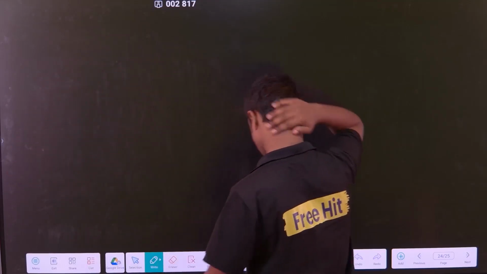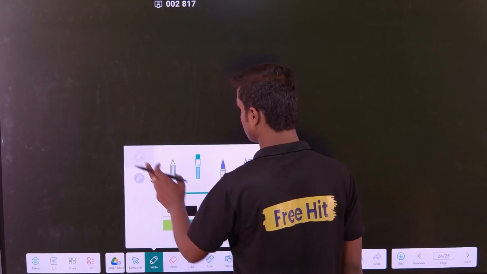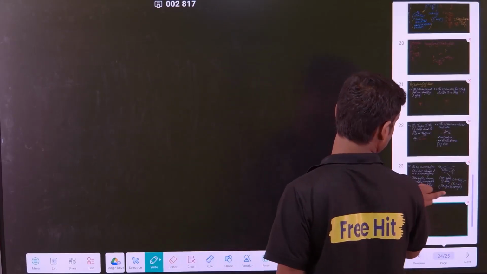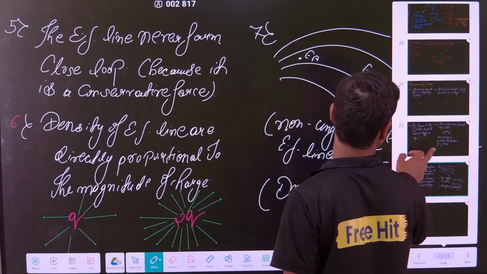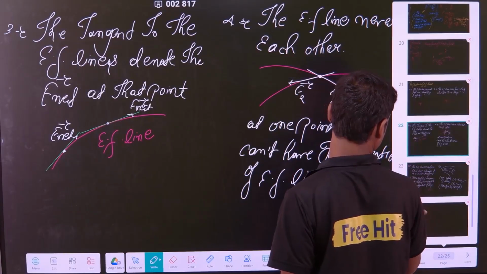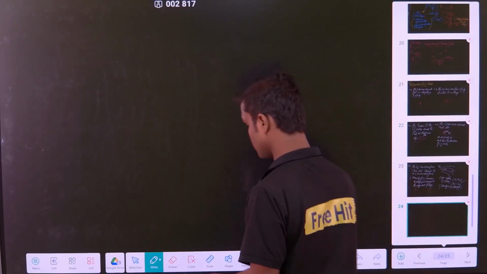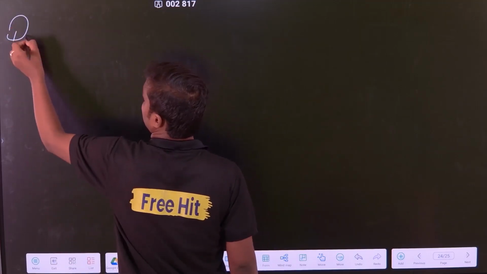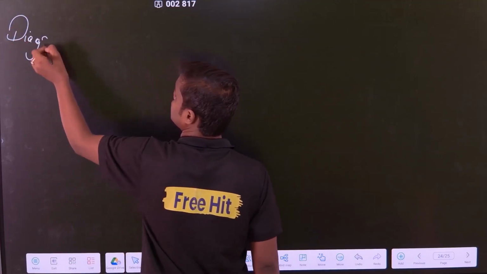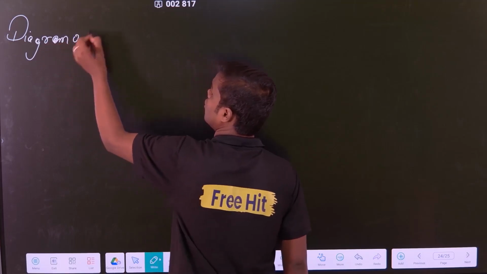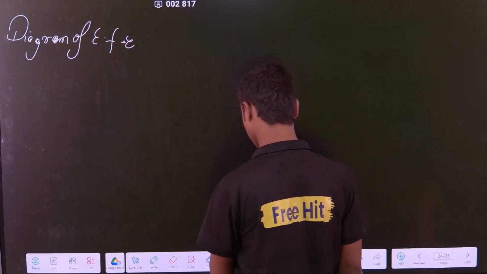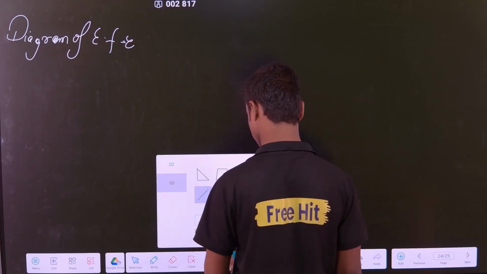Okay, so let's move to the next property. What is the next property? Okay, we have covered this. The next property is nothing but some diagrams of electric field. If you remember, that is better. If you don't remember, that is also better.